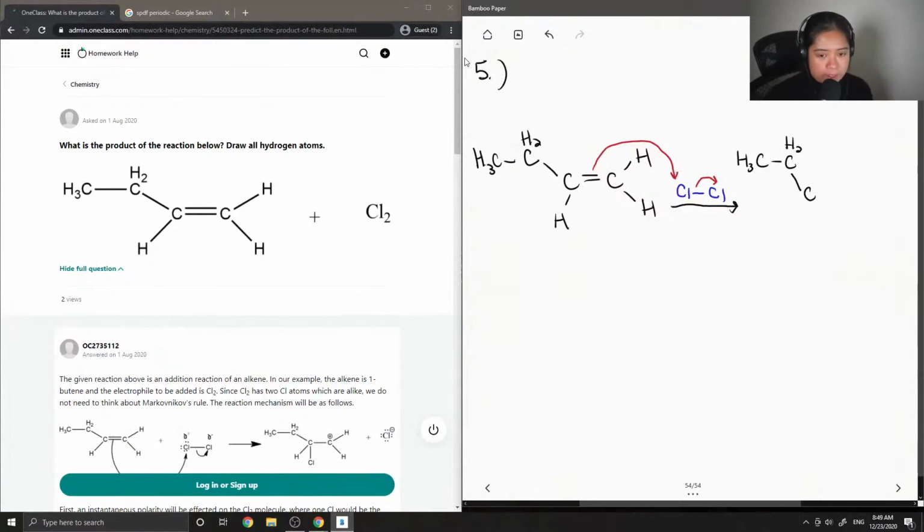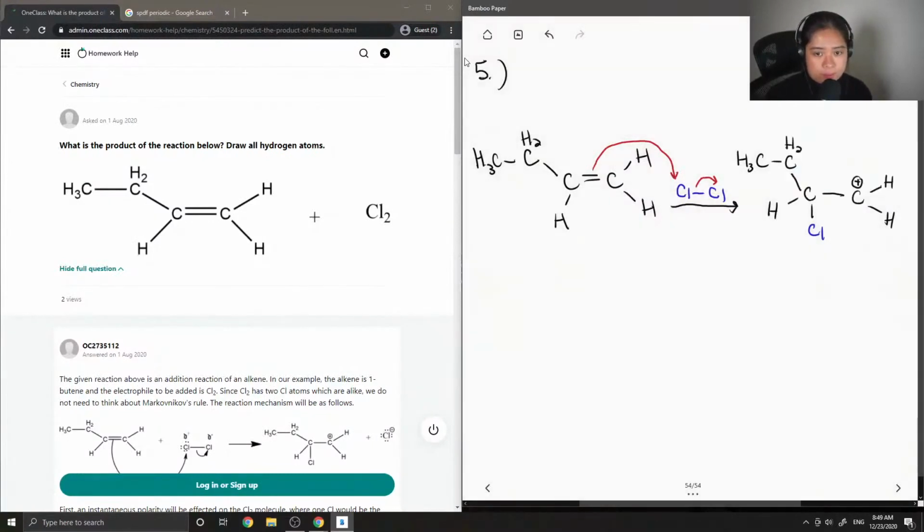That now has a single bond and a newly attached chlorine atom where the double bond used to be. And then this leaves us with this positively charged carbon.